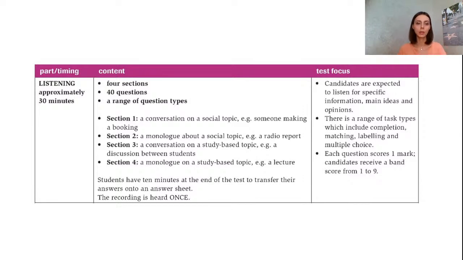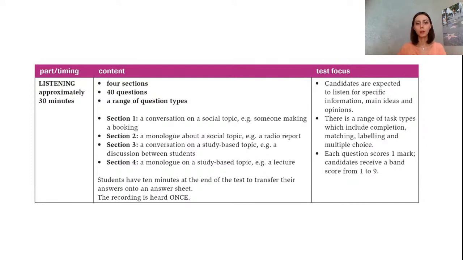The first section is a conversation on a social topic, for example, someone making a booking. Earlier, it used to be that the first one had an example done for you. Now they changed the process a little bit, and actually nothing has changed too much. It's just you will not have an example answer, so they just eliminated this.